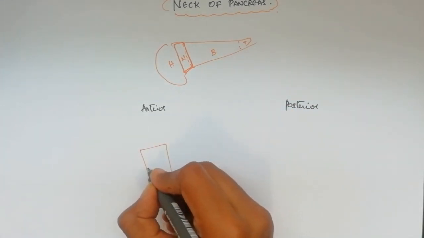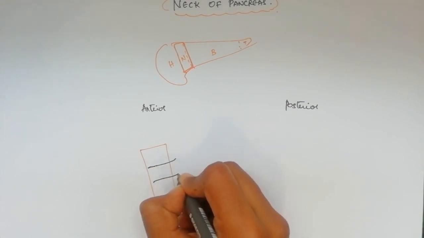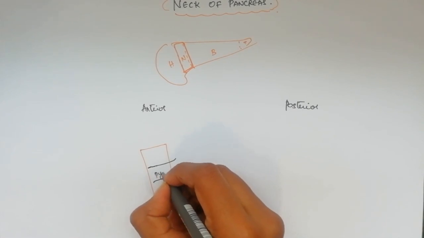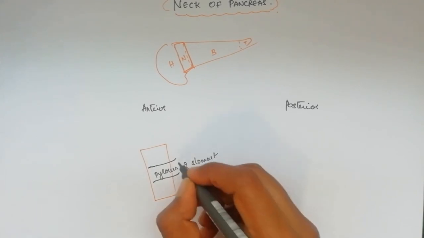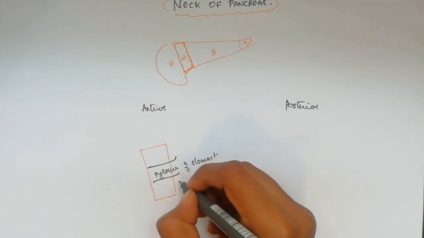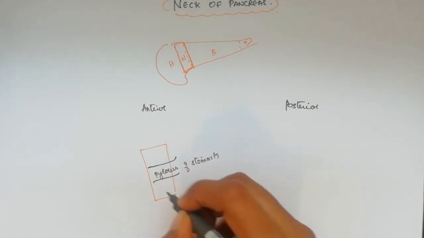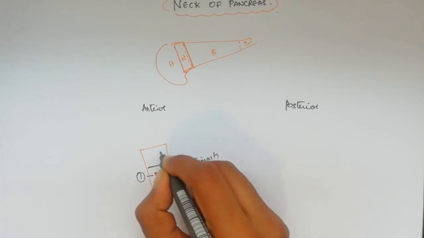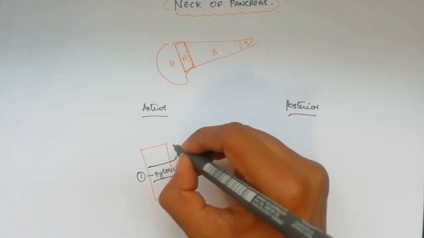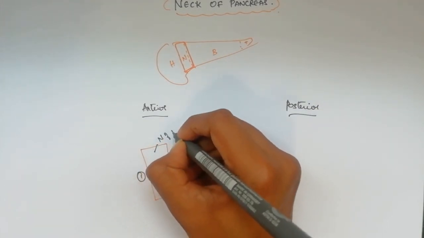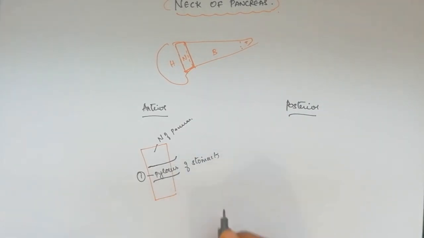The anterior relation is part of the stomach. So we have the pyloric part of the stomach related over here, the pylorus of stomach. So the pyloric part is related to the anterior surface of the neck of pancreas. This is the only relation we have in the anterior aspect. So for the neck of pancreas, the anterior relation is the pylorus of stomach.